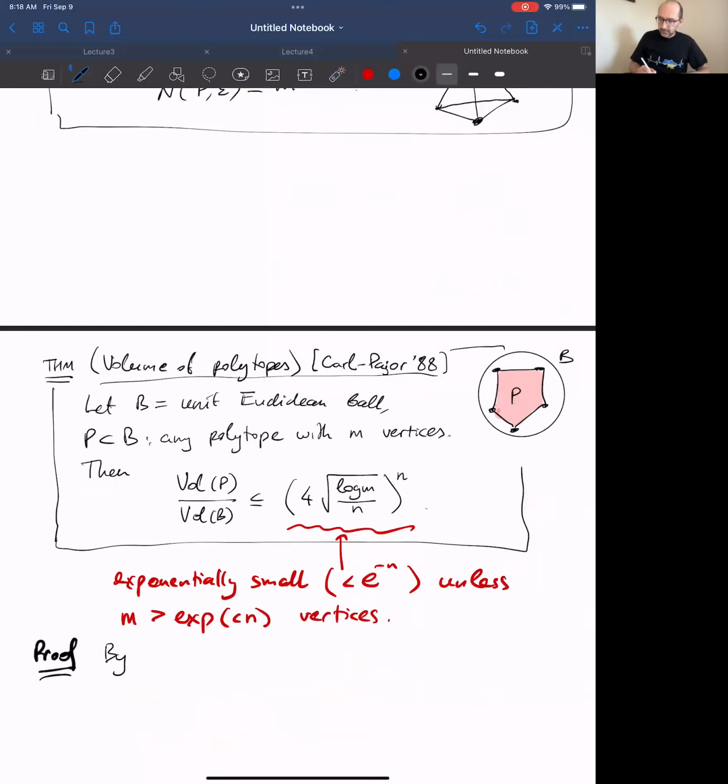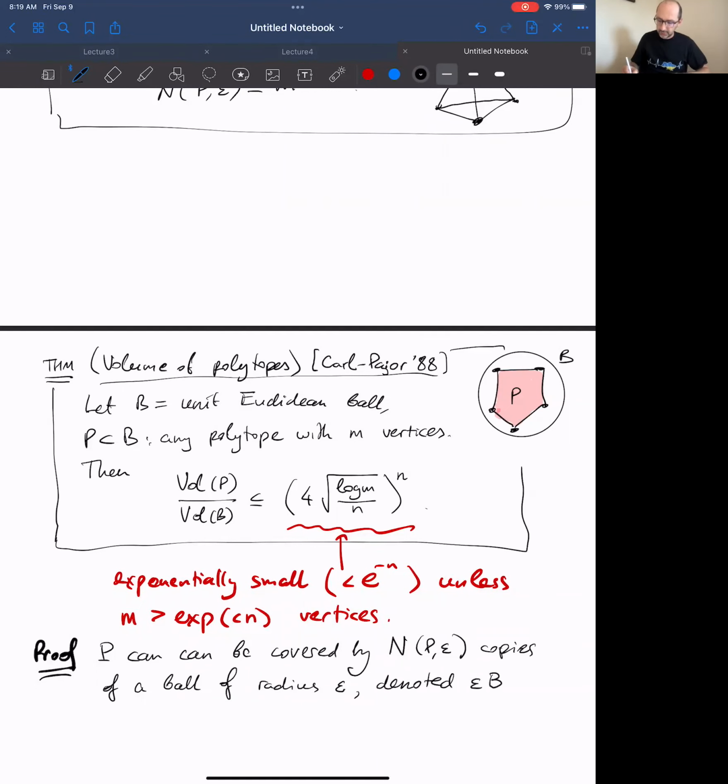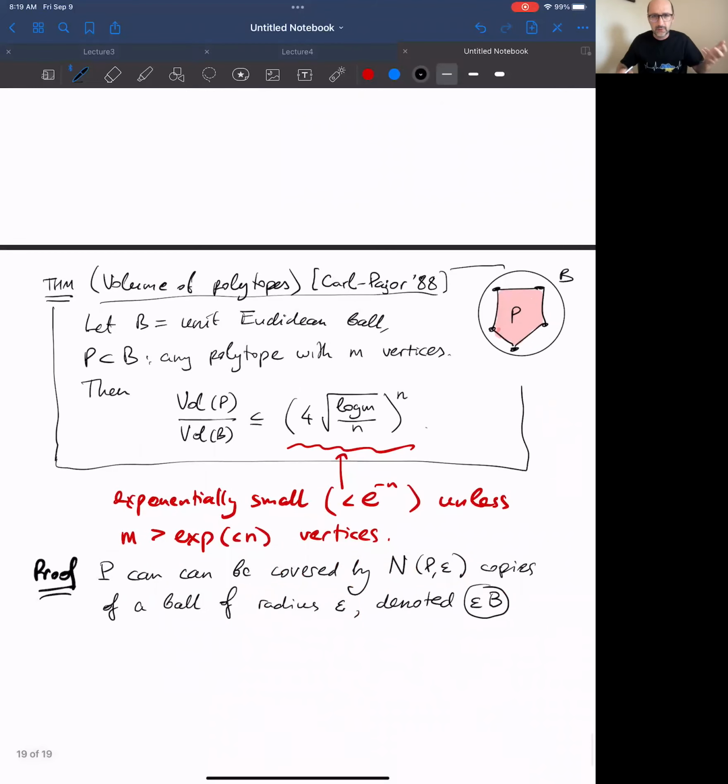By the definition of covering numbers, we know that the polytope P can be covered by this many copies of a ball of radius epsilon. Let's denote it epsilon B. Okay, nothing happened here. It's just the definition of the covering number. The covering number tells us how many you need to cover.